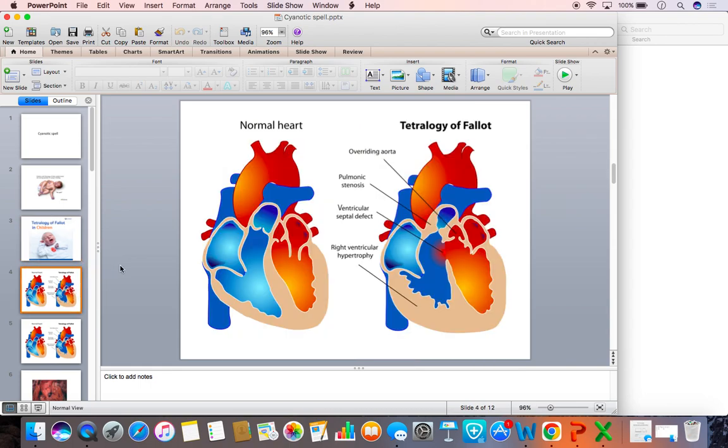Then look at the heart with the tetralogy of Fallot. There are four components, as I mentioned earlier. The diagram shows ventricular septal defect, pulmonary stenosis, overriding of the aorta, and hypertrophy of the right ventricle. What is happening in the tetralogy of Fallot? What are the hemodynamics?